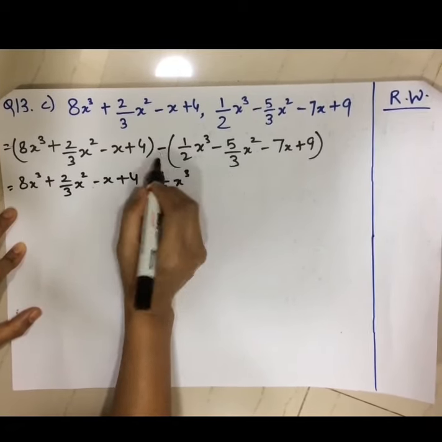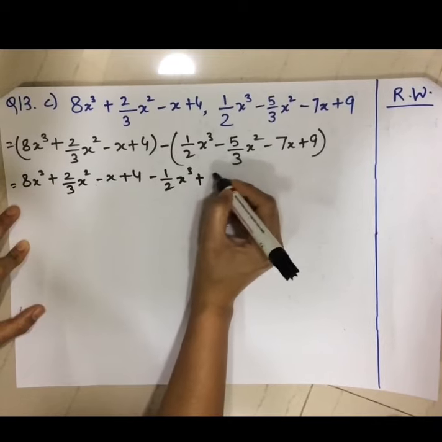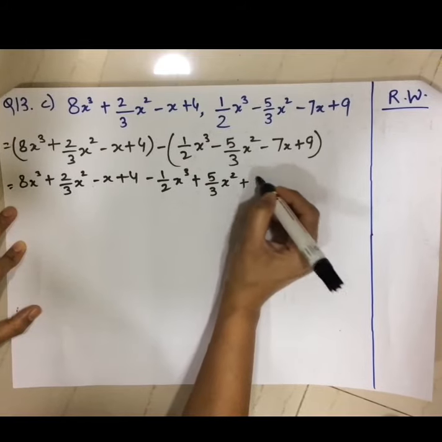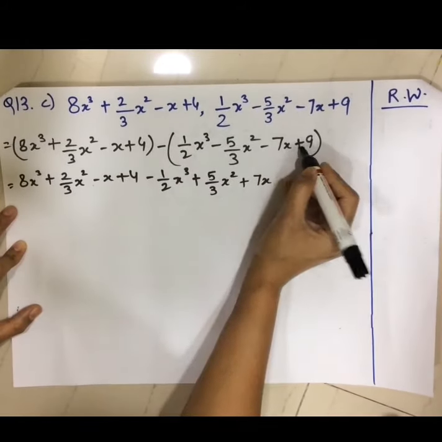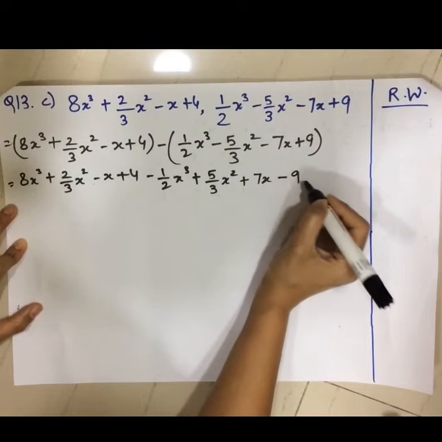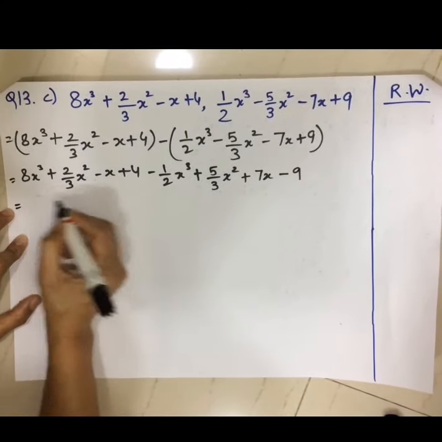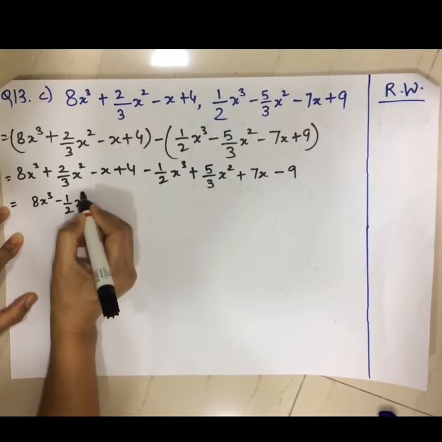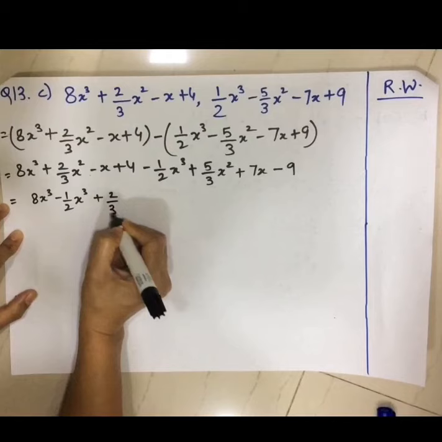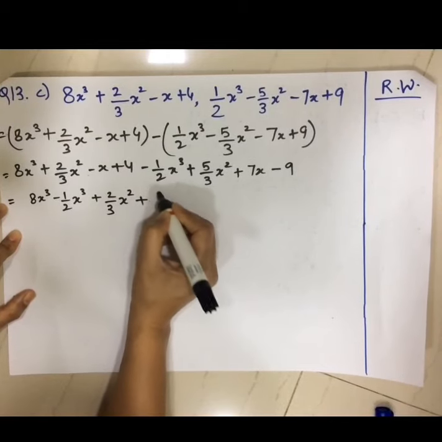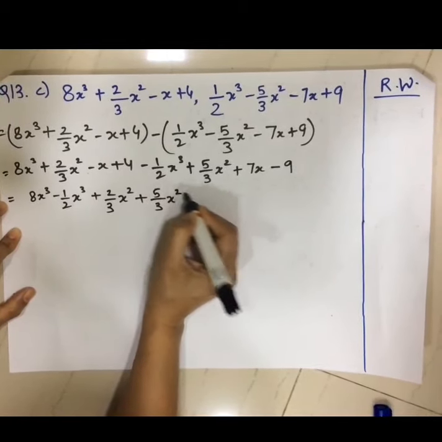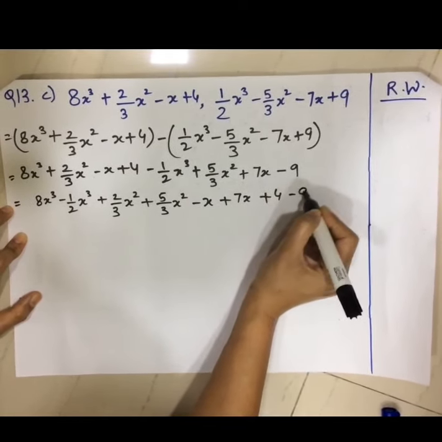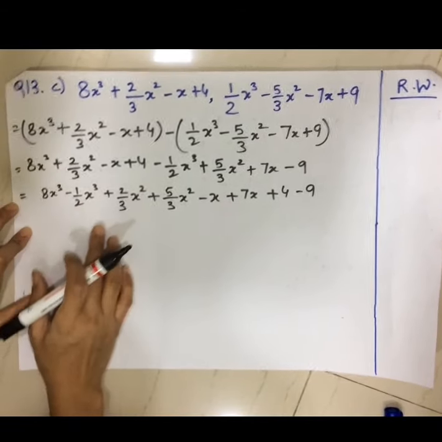So 8x cube plus 2 by 3x square minus x plus 4 minus 1 by 2x cube, we are going to open the bracket, minus and minus gives us plus 5 by 3x square, again minus and minus gives us plus 7x, minus and plus gives us minus 9. Now we have 8x cube minus 1 by 2x cube plus 2 by 3x square plus 5 by 3x square minus x plus 7x plus 4 minus 9. We have taken all the same variables together.